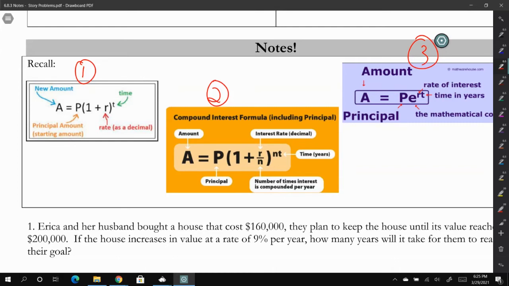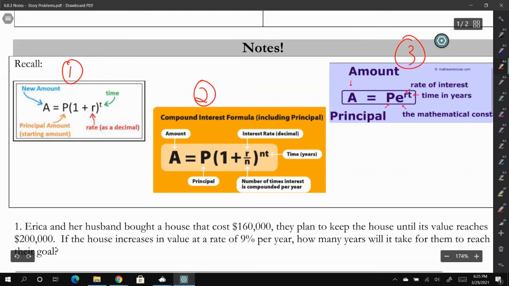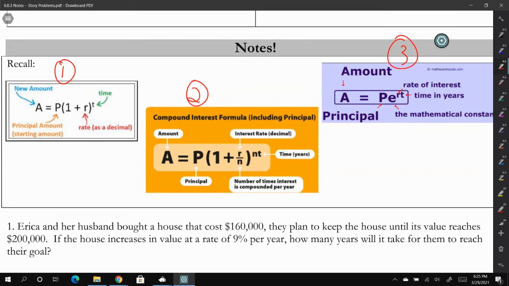Equation number 2 is compounding interest, and that's when we had interest compounded quarterly, yearly, semi-annually, weekly, stuff like that. And then our equation number 3 was the one we used when we had our money compounded continuously. So you guys did a really good job using these formulas. Now we're going to use them to solve for time.